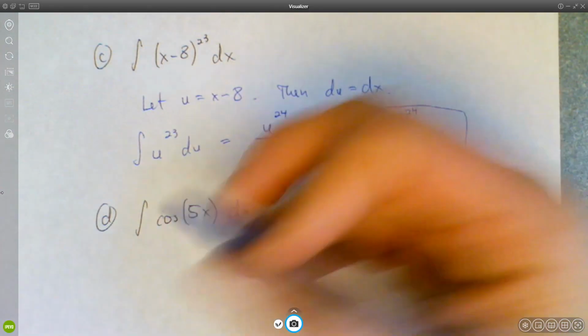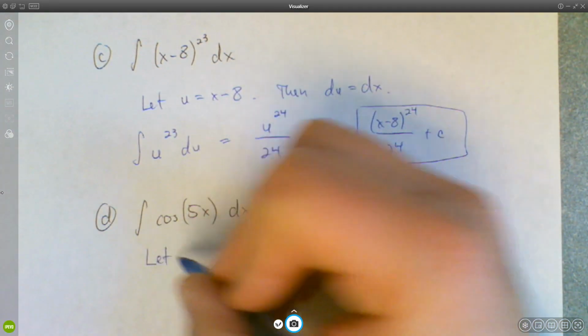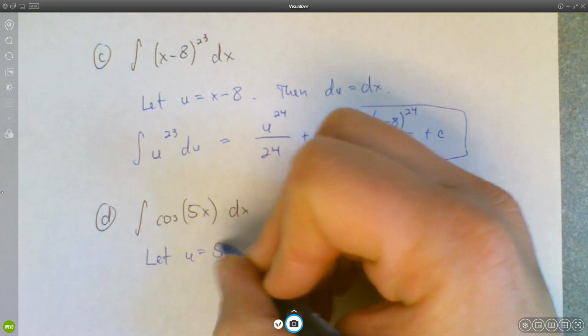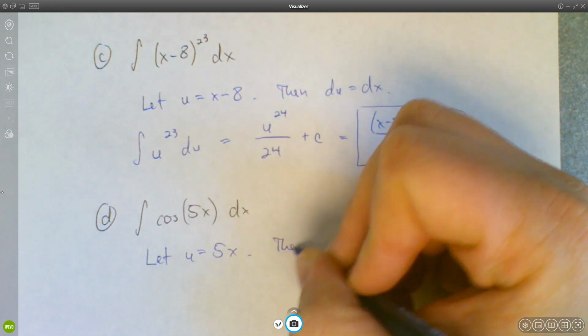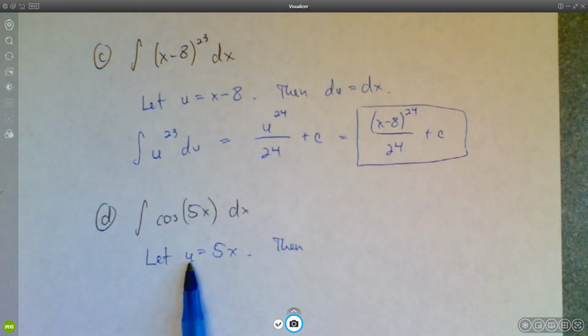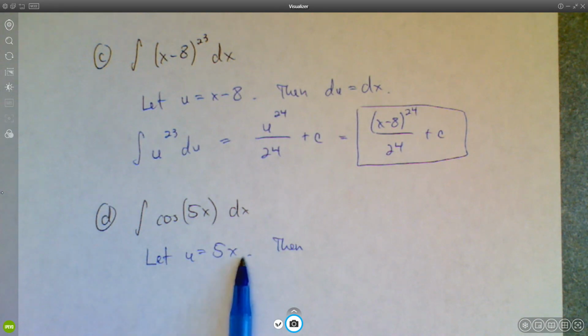I can let 5x be u. But now I have to be careful, right? Now du/dx is going to equal 5, right? So du equals 5 dx.